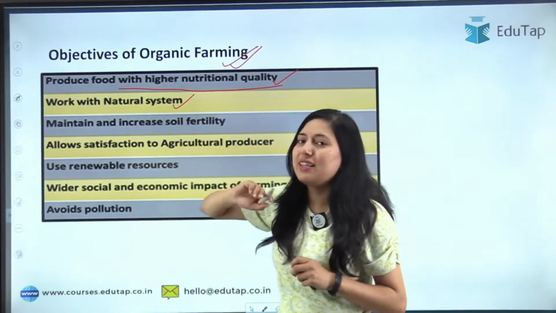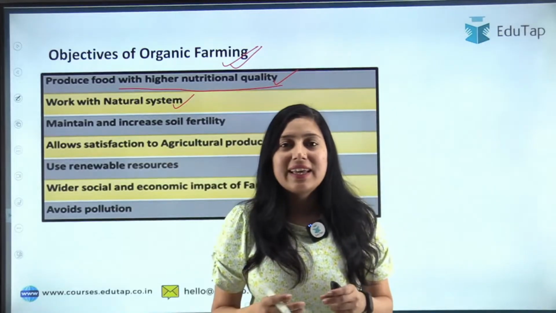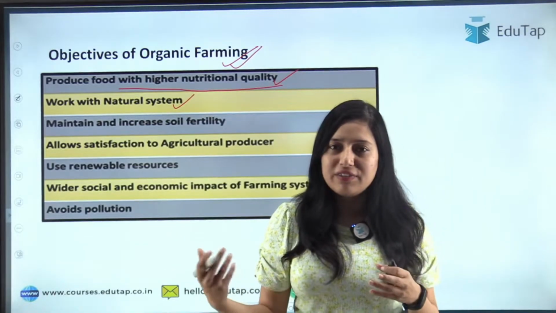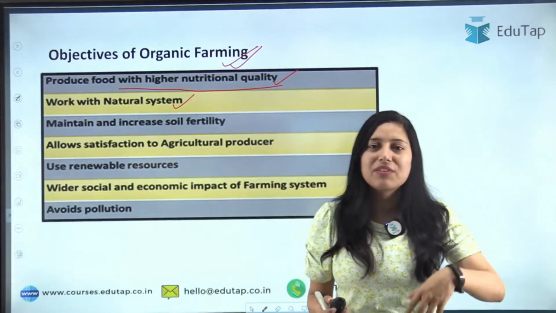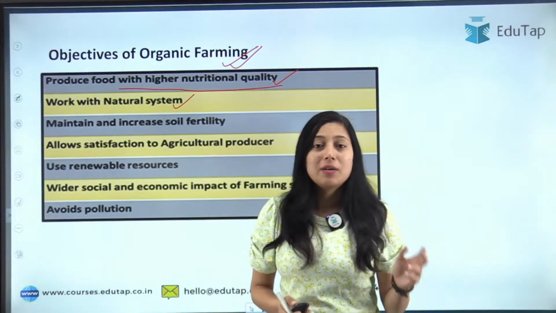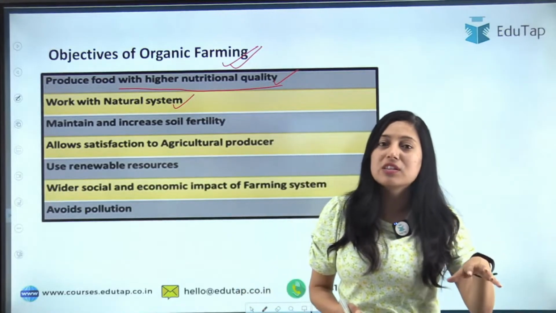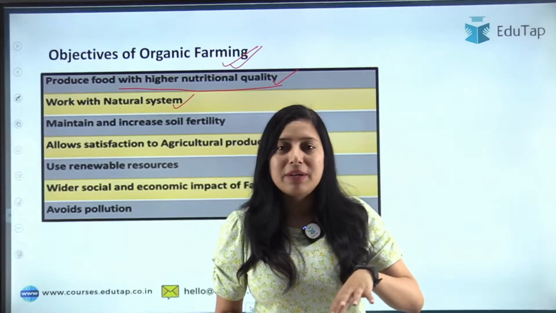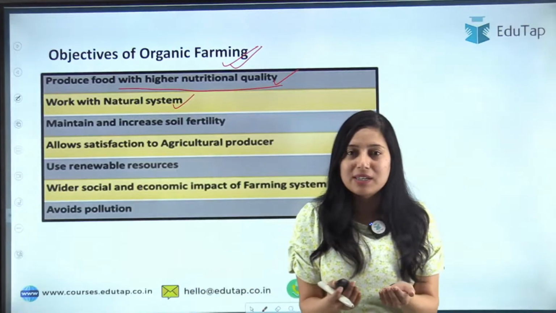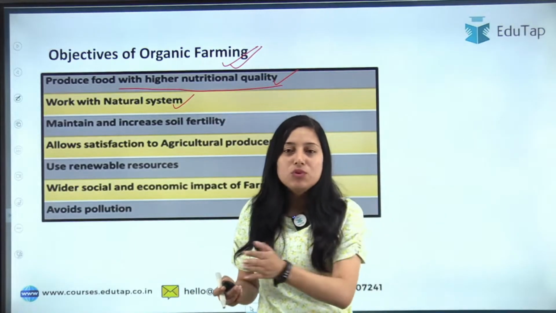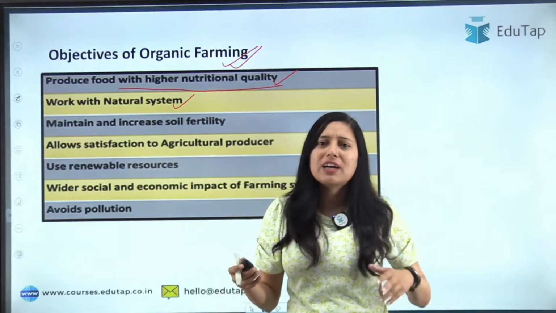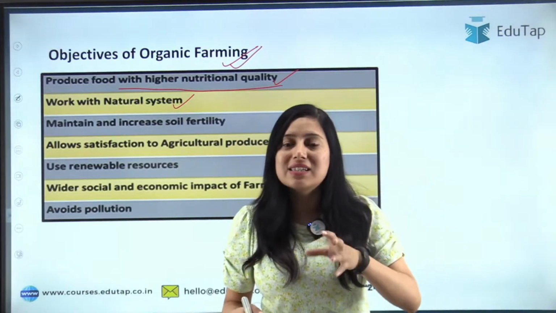Then next is work with natural systems. See, it's not that agriculture will always be done in such a way that it will not hamper the environment. Agriculture is considered to be crop production, forestry and so on, but it is assumed to have no impact on the environment. But it does have an impact, because anyway we are disturbing the natural environment. Naturally, in a region there will be biodiversity present, but in agriculture we are removing that biodiversity, preparing that land for field and crop production, and growing any one crop. So that is disturbing the natural system.